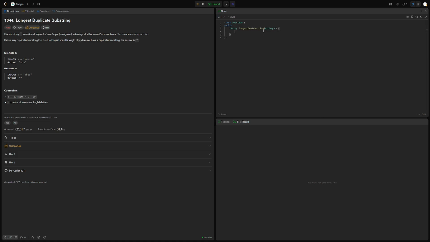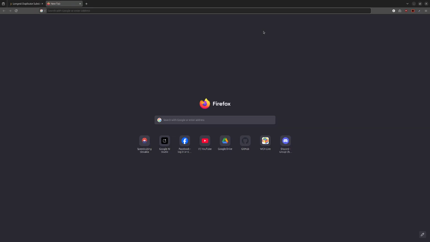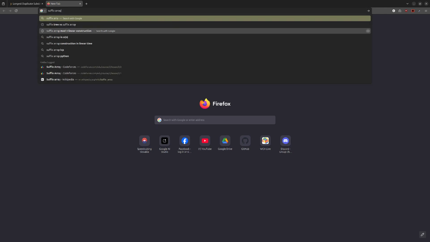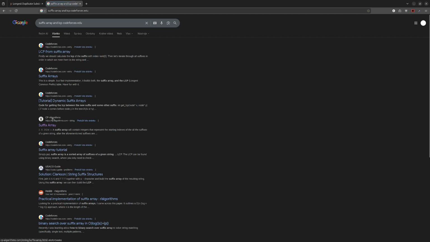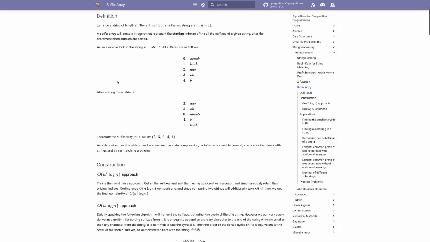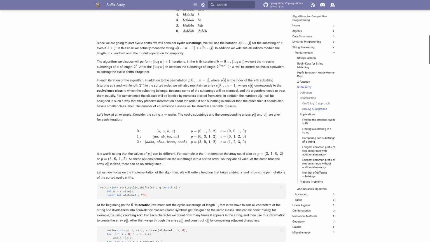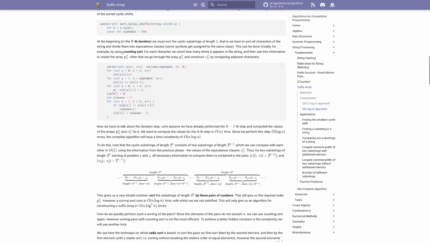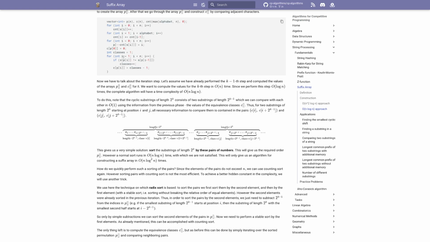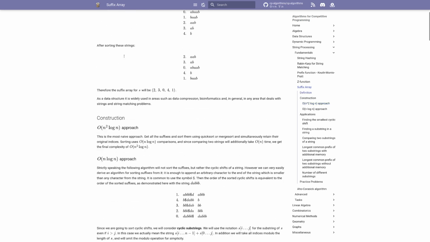I need to do LCP, bro. I just don't know how to code this. So I guess let's search that up. Suffix array and LCP, Codeforces edu. Let's check this. Okay, I know, I just don't know how to implement this. Sort cyclic shifts. Okay, that does a count sort. Fair enough.